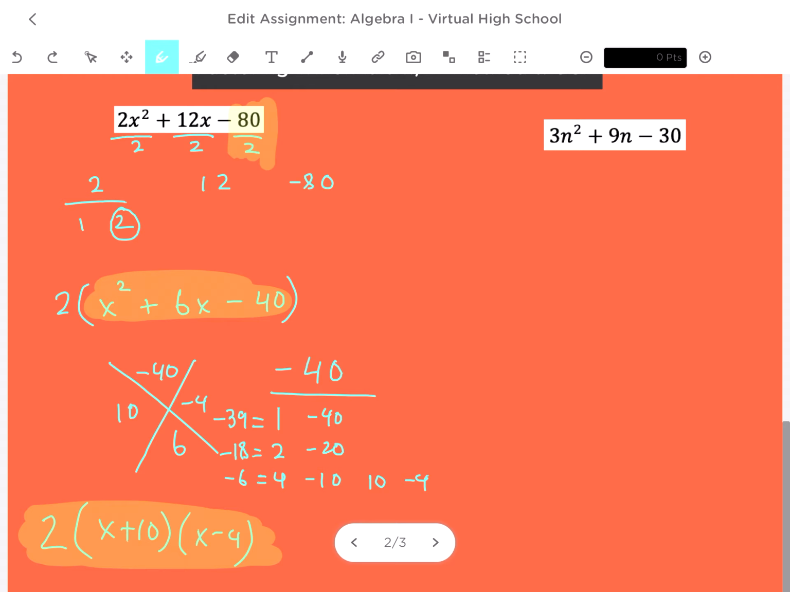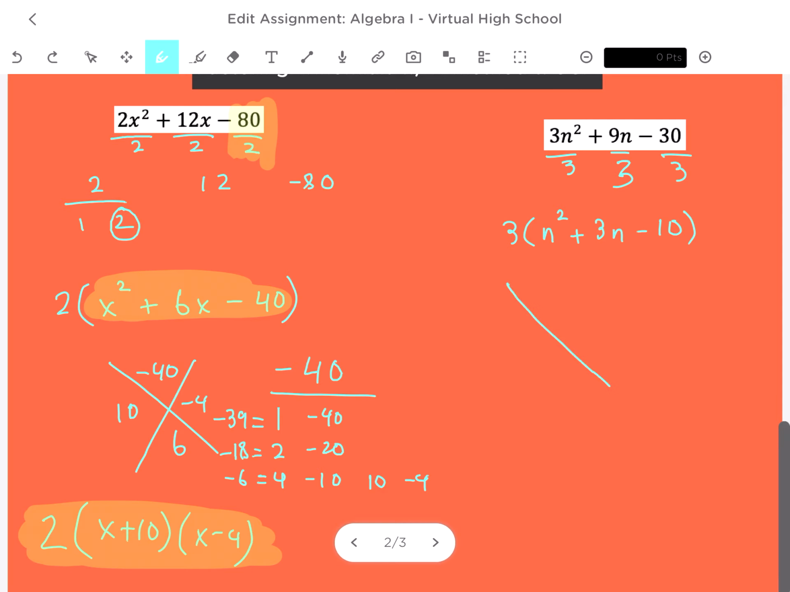So just like we did with the last one, I could try and do all the factors, but 3 is a prime number, right? So I'm really just going to divide all these by 3. There we go, 3 and 3. So I'm going to be left with 3 times the quantity n squared plus, so 9 divided by 3 is 3, and 30 divided by 3 is 10, okay?